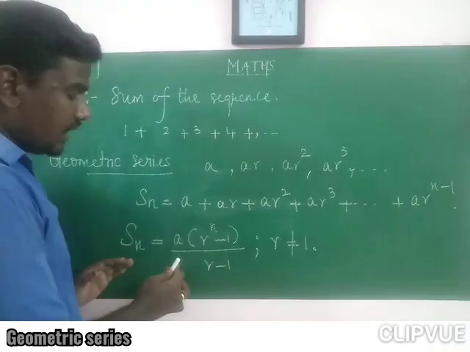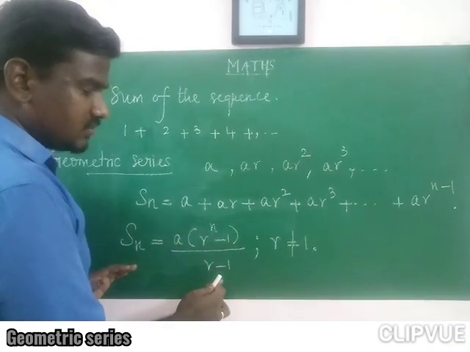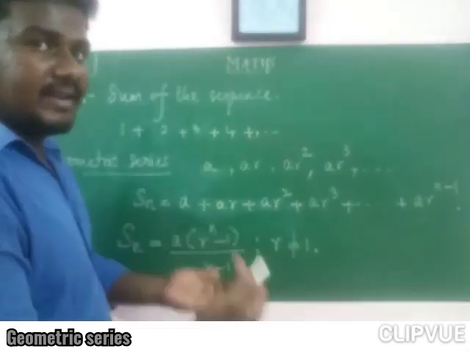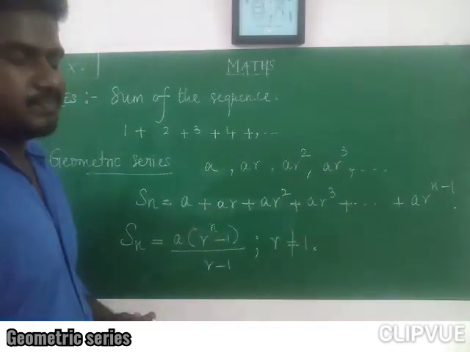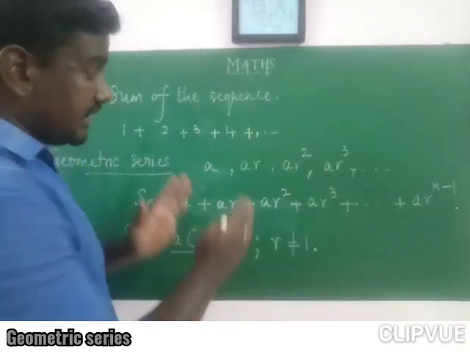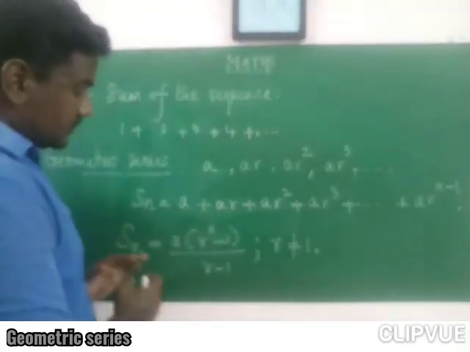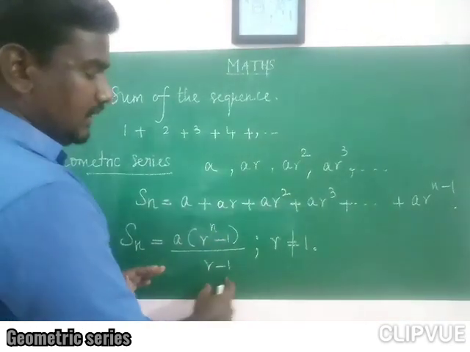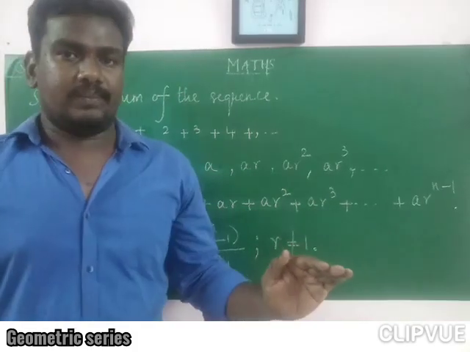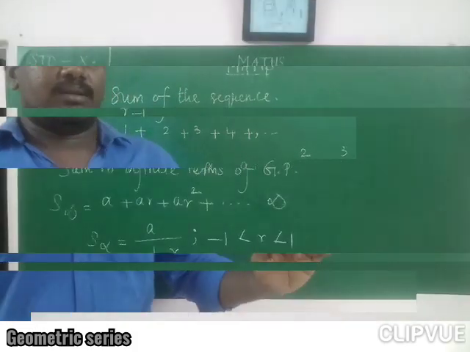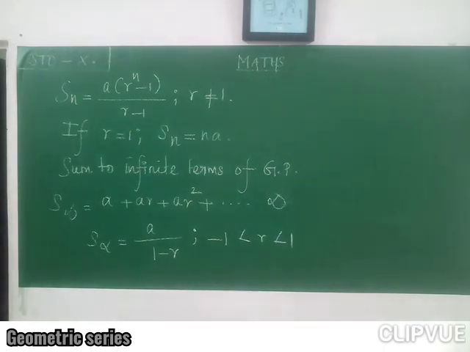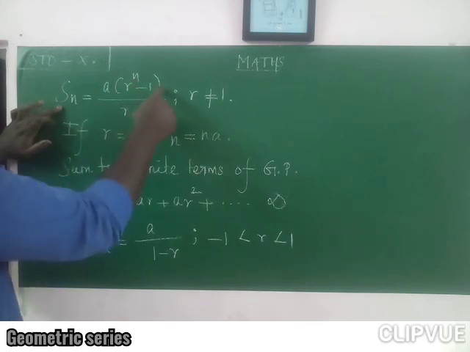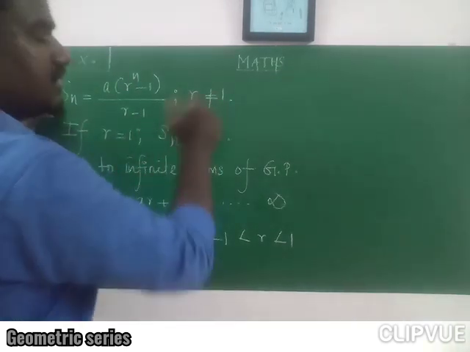Sn is equal to A of r power n minus 1 divided by r minus 1. Here the common ratio is not equal to 1. It helps us to find the sum of the geometric series. When we apply this formula, it should be a geometric series. So the sum of the first n terms of the GP, Sn equals A of r power n minus 1 divided by r minus 1, where r is not equal to 1.